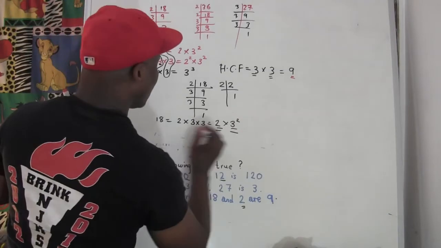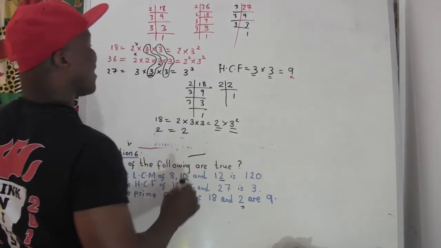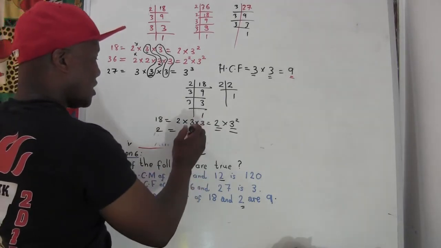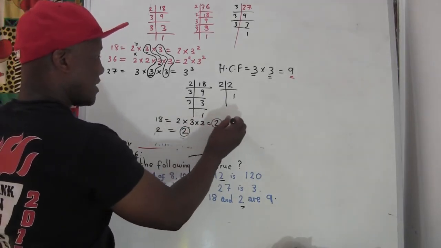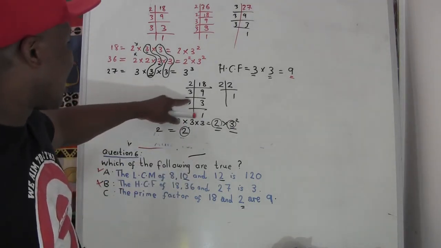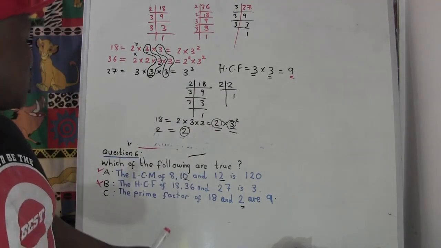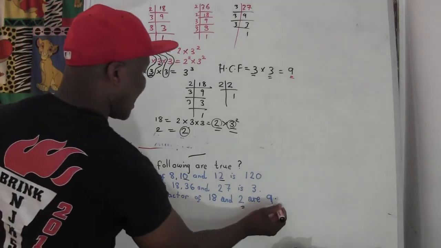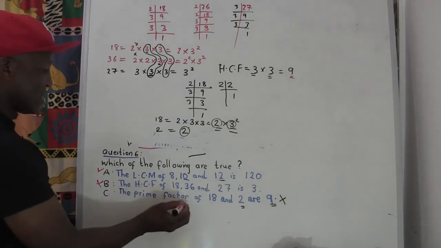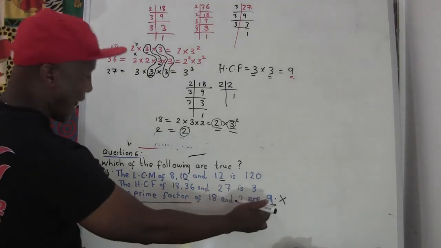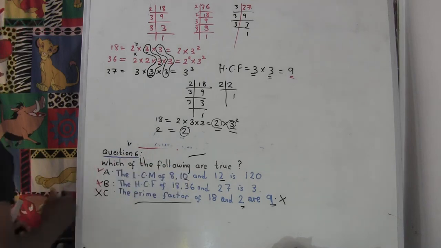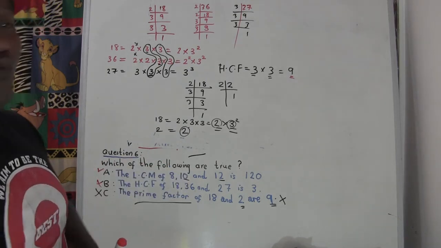Now we go for 2. For 2, there's only 1 prime factor, which is 2. You see we have used 2, 3, 3, 3, so our prime factors are 2 and 3. The prime factor for this case is not 9. It's not true. So for question number 6, the answer is option 1.